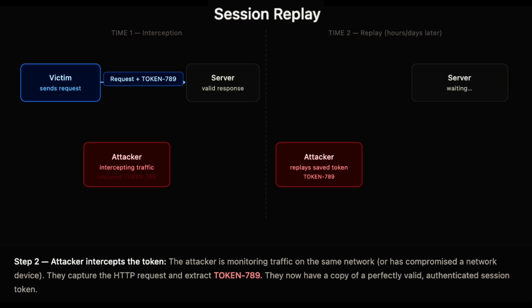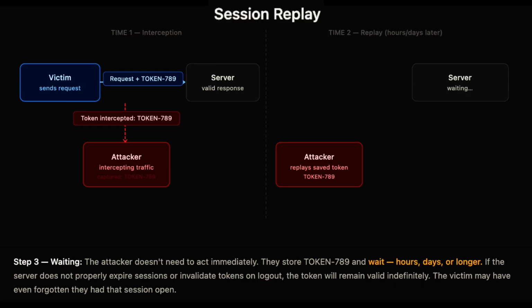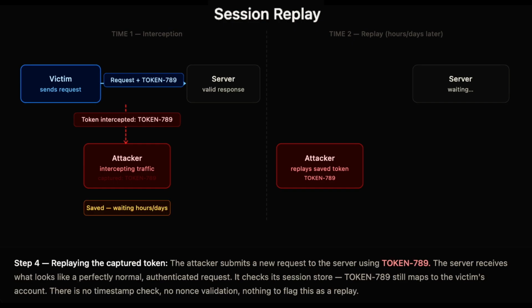This is normal, expected behavior. The token proves the user's identity. The attacker is monitoring traffic on the same network or has compromised a network device. They capture the HTTP request and extract token 789. They now have a copy of a perfectly valid, authenticated session token. The attacker doesn't need to act immediately. They store token 789 and wait, hours, days, or longer.